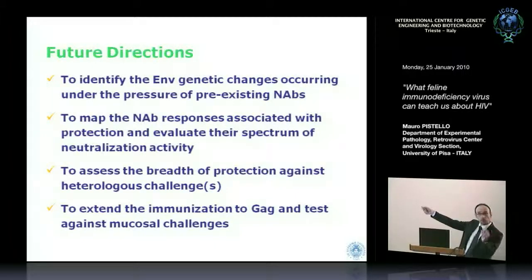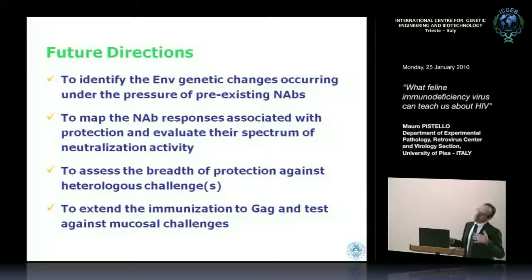So we want to compare it to the virus which emerged after the challenge. We also want to map the neutralizing antibody responses that were associated with the protection, and especially to evaluate the spectrum of neutralizing activity. So we are currently seeing if the neutralizing antibodies that we originated with this vaccine were qualitatively better compared to the neutralizing antibodies originated with other vaccines. We are currently testing the neutralizing activity against isolates of different subtypes.